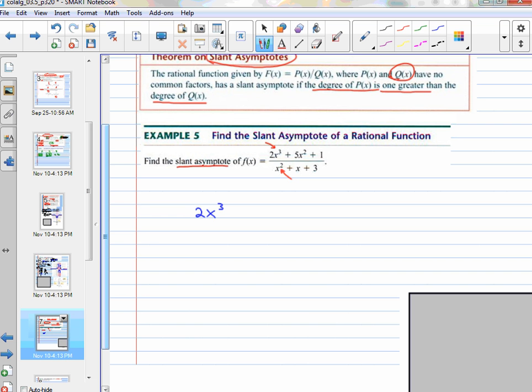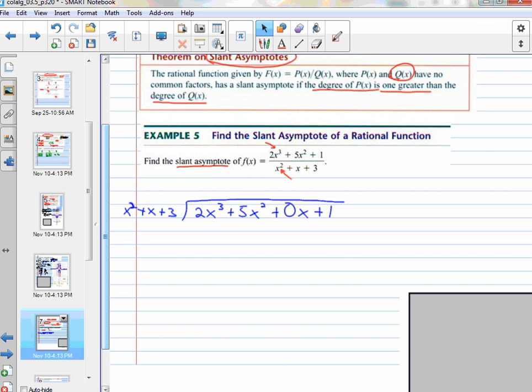2x cubed plus 5x squared. And we remember I'm missing an x, so I'm going to fill that in with 0x, and then my plus 1. We need to divide that by x squared plus x plus 3. So do you remember how to divide? X times what is 2x cubed? 2x. So I'm going to put it over its like term, and then we're going to take the 2x and multiply everything out here. 2x cubed plus 2x squared plus 6x. Then we're going to change our signs and just add these things together.